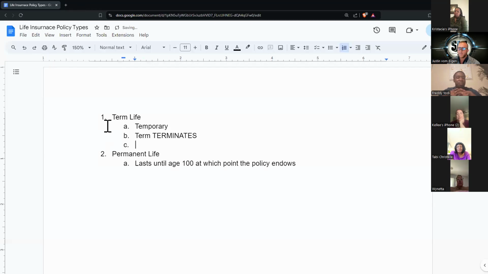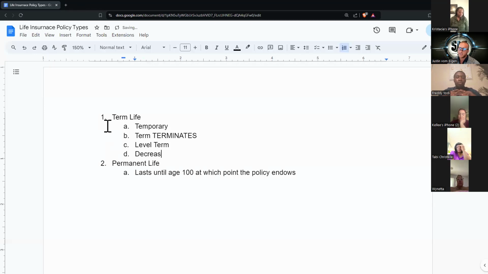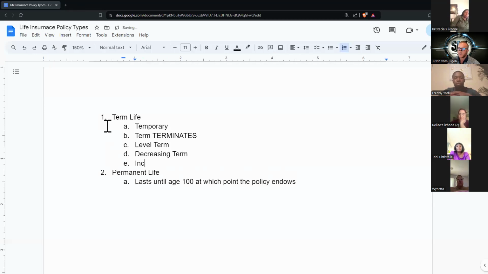So term terminates. Now there's a few types of term. So there's level term, decreasing term, and increasing term.